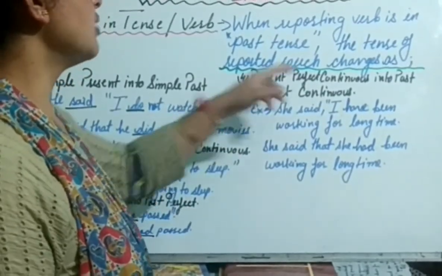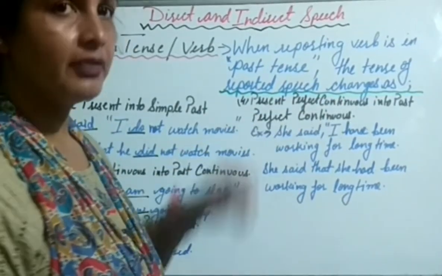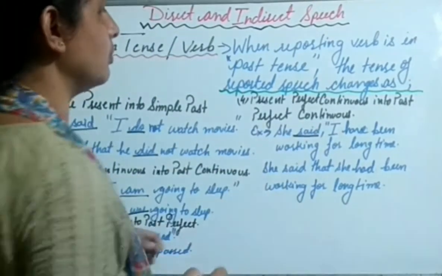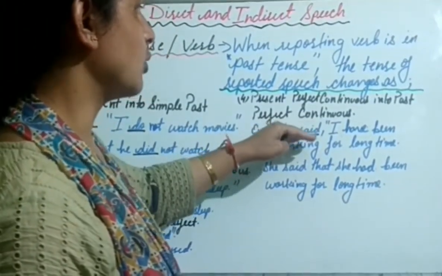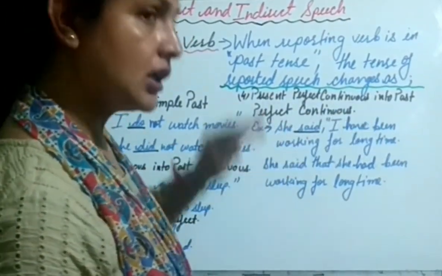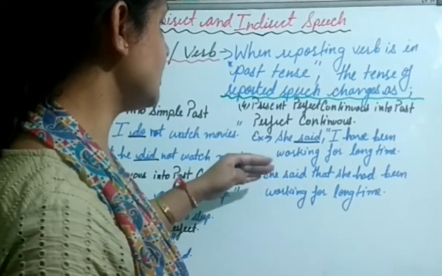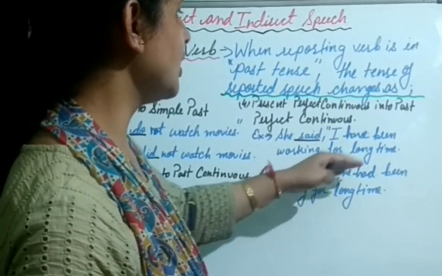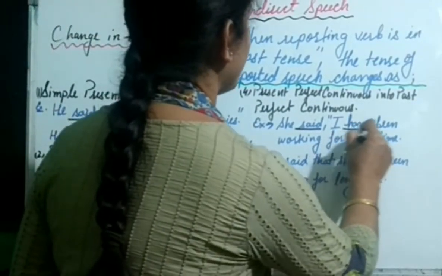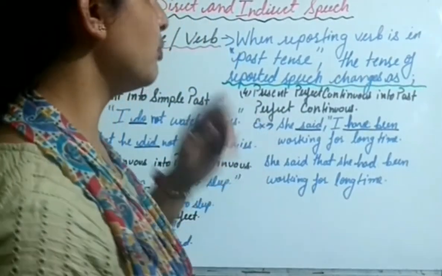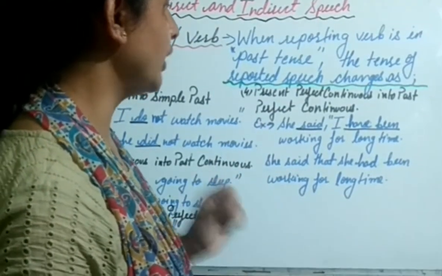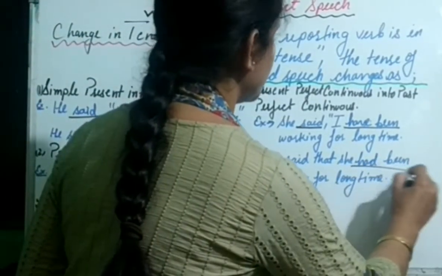Now the fourth one, present perfect continuous into past perfect continuous. Again, we have to focus here on the reporting verb. It is in past tense. I have been working for a long time. In indirect speech, it will be like this: She said that she had been working for a long time. So here, "have been" is present perfect continuous, and we are going to change it into past perfect continuous.